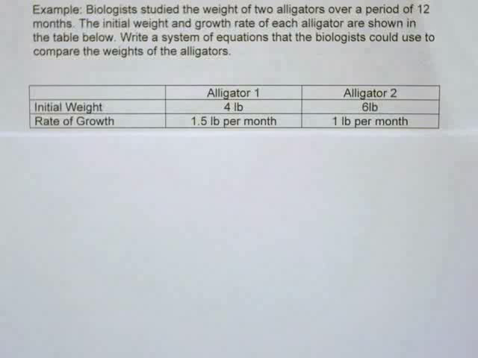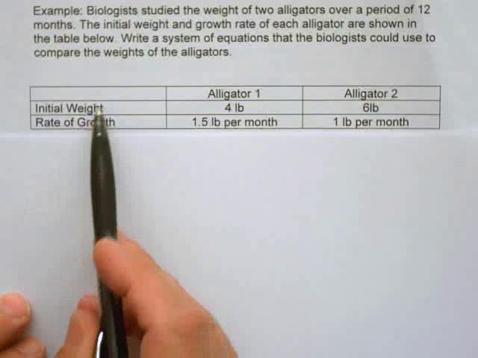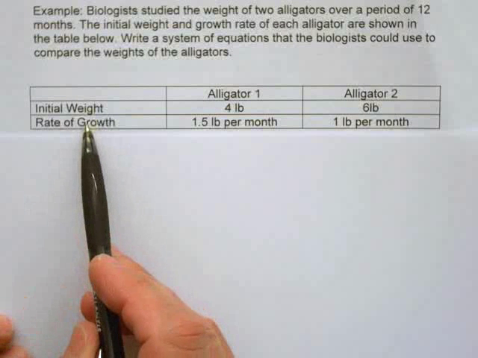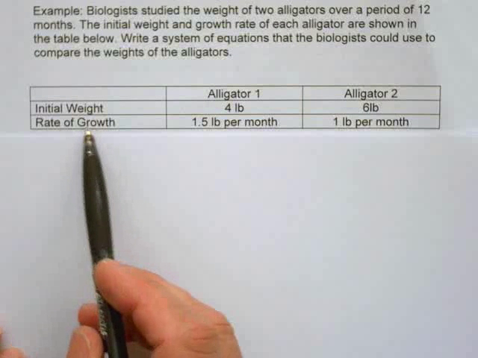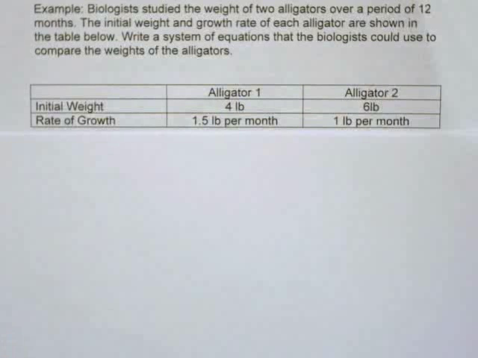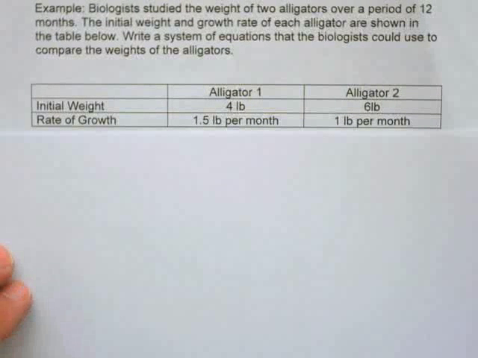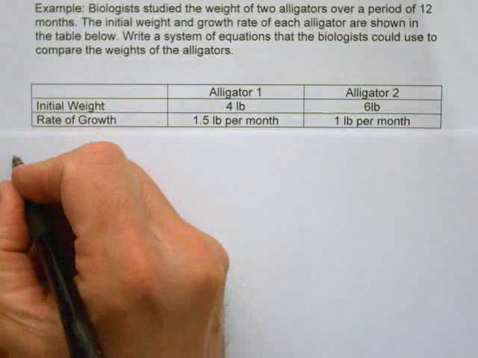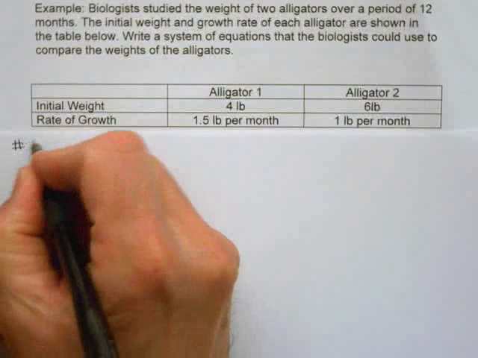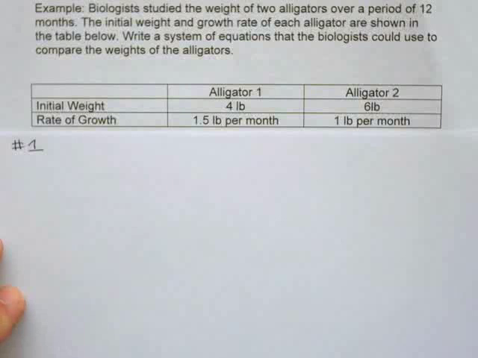All right, let's see what our information is. We have two alligators, alligator 1 and alligator 2, and notice that our rows are the initial weight and then the rate of growth. And what we're asked to do is to write a system that biologists could use to compare the weights. So the first thing I'm going to do is set up an equation for the first alligator. So why don't we just call this number 1. This is alligator number 1. I'm just going to use some shorthand here.